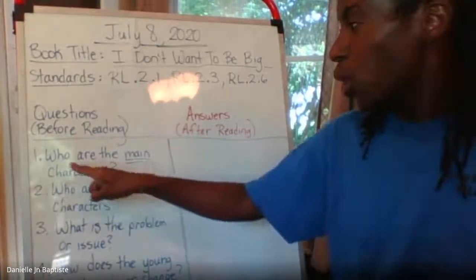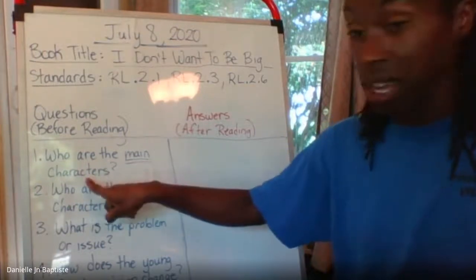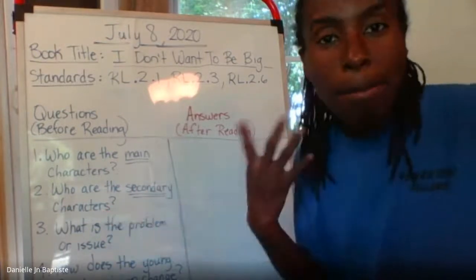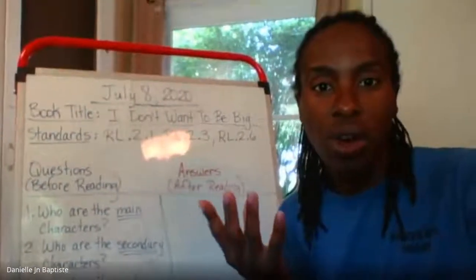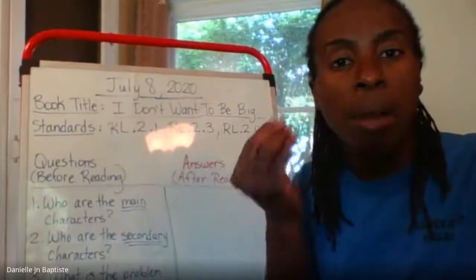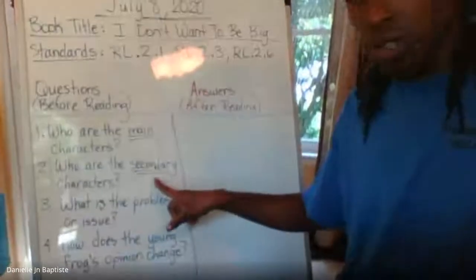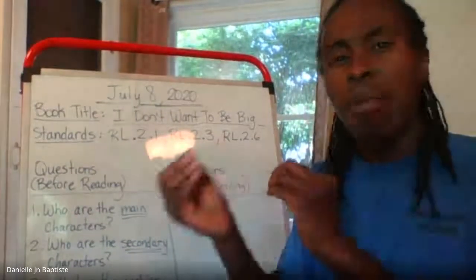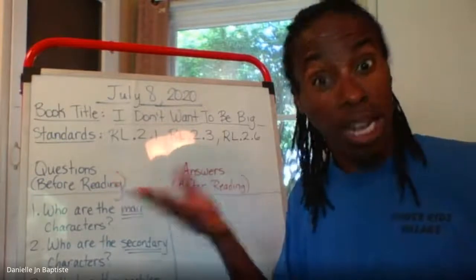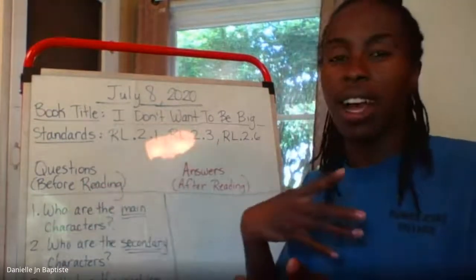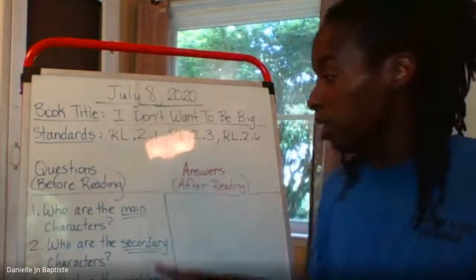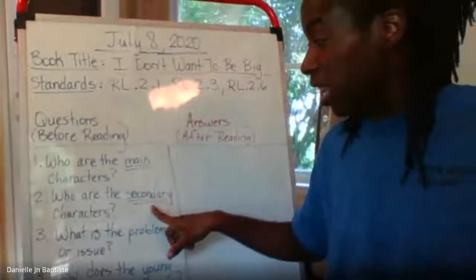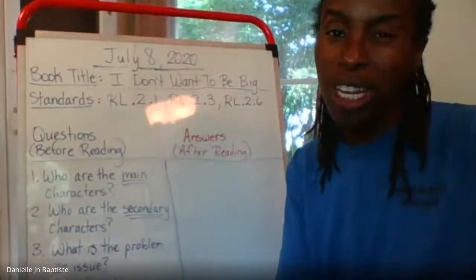Let's take a look. Who are the main characters? Who are the secondary characters? Main characters are the characters who the story is mostly about. Secondary characters are characters who the story is not mostly about, but they're characters who were in the story and helped to make the story too. We don't focus on them as much. So we want to know about the main characters, and the secondary characters who help make the story even more interesting.